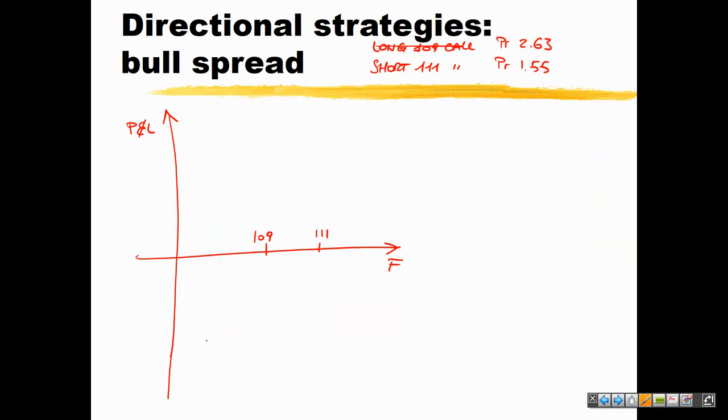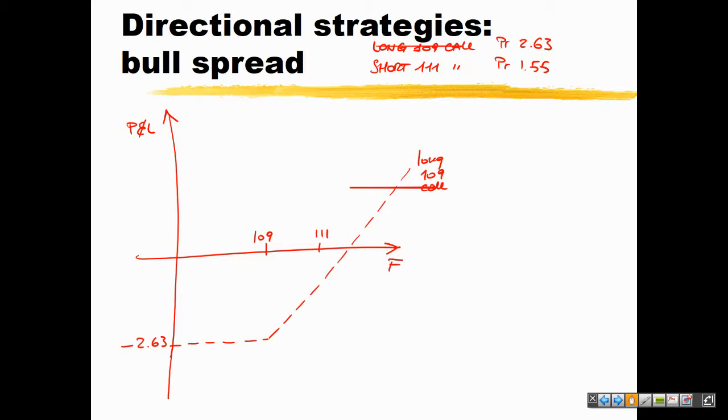First part of the story is the purchase of the 109 call. Until 109, what happens is that I lose the premium, okay? And the option is not exercised. For prices greater than 109, I start exercising the option, and things go better and better. So this is the long 109 call.